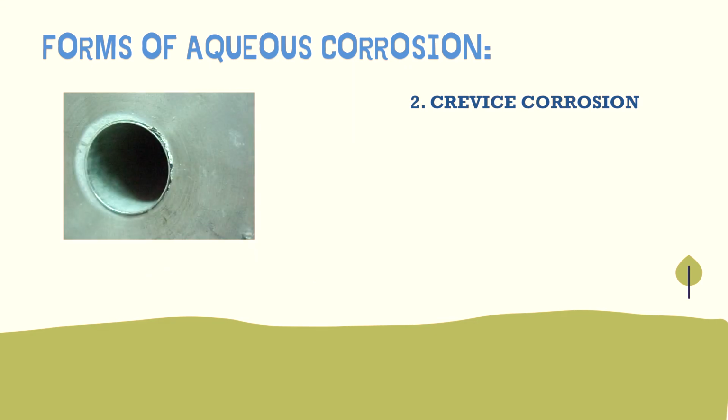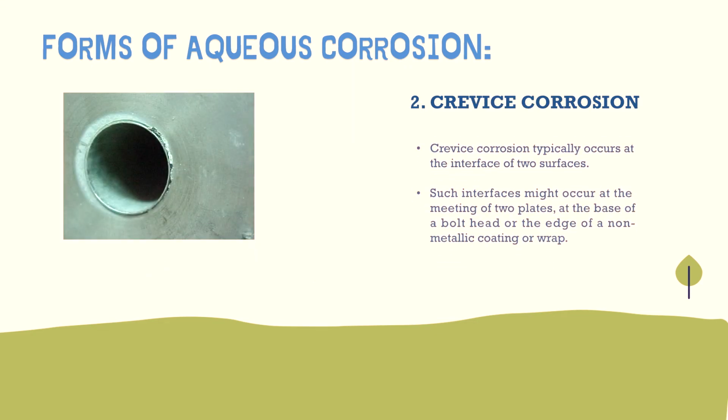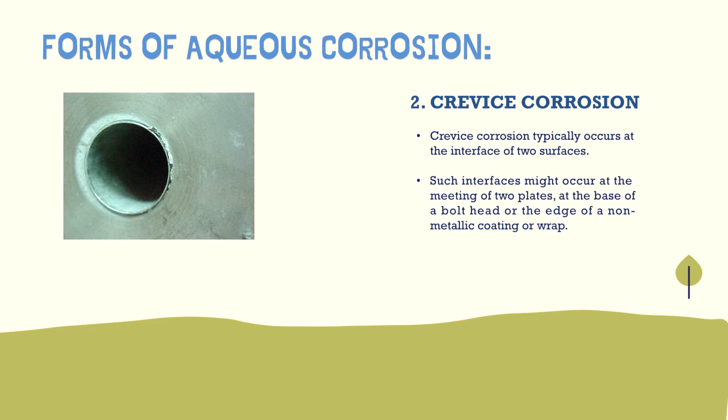The next form of aqueous corrosion is crevice corrosion. Crevice corrosion typically occurs at the interface of two surfaces. Such interfaces might occur at the meeting of two plates, at the base of a bolt head, or the edge of a non-metallic coating or wrap.